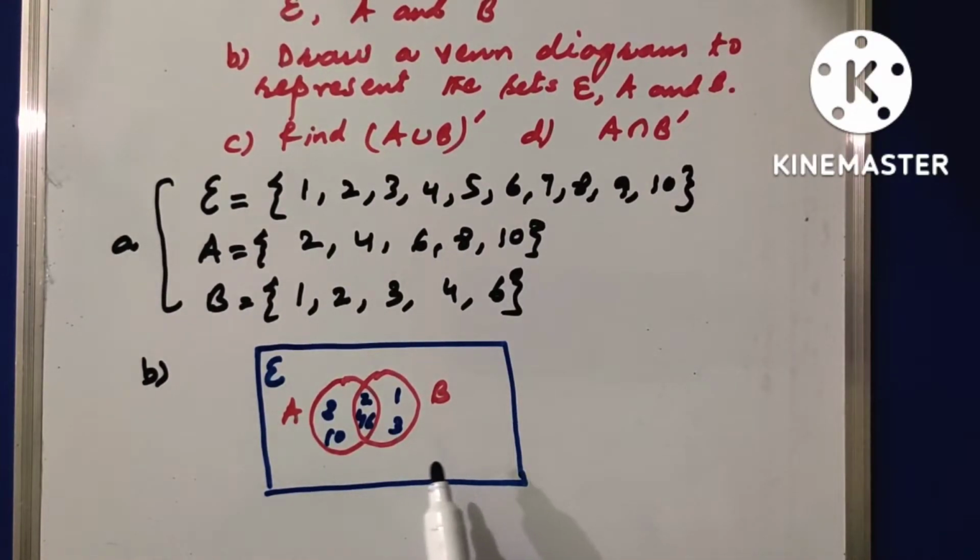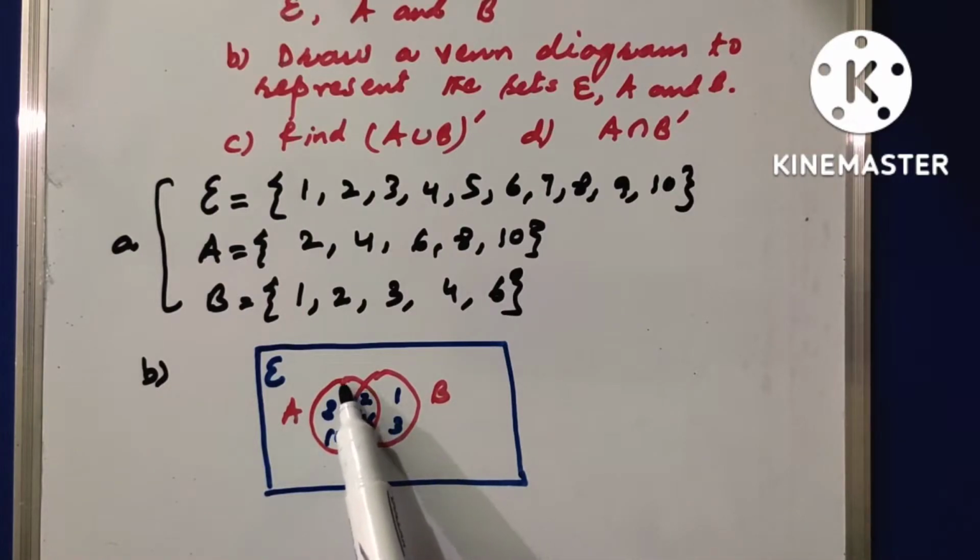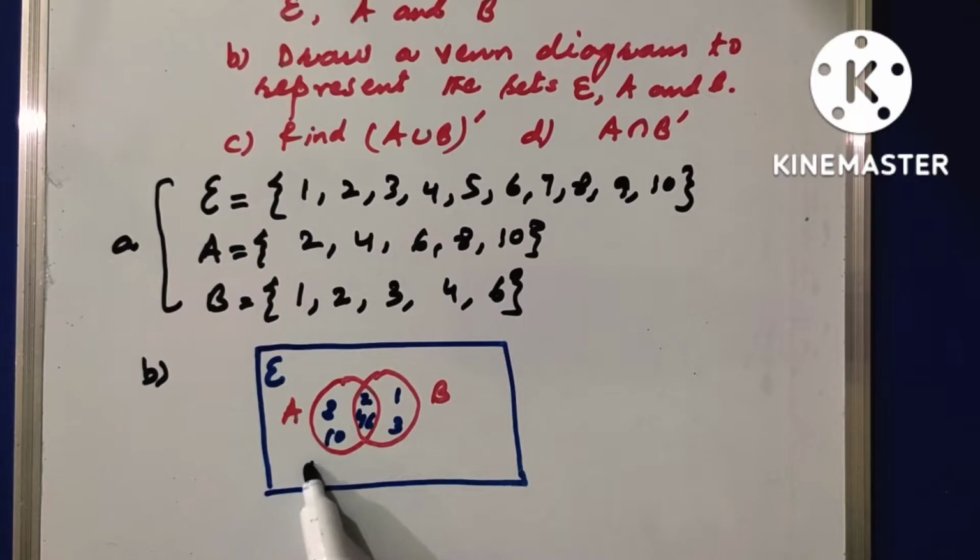And rest of the elements which are not in A and B would be written outside the circles, just like 5, 7, 9. So we have displayed whole information with the help of Venn diagram.